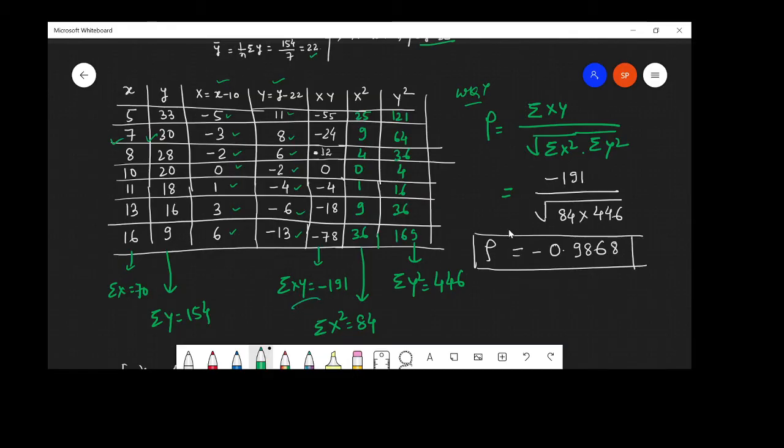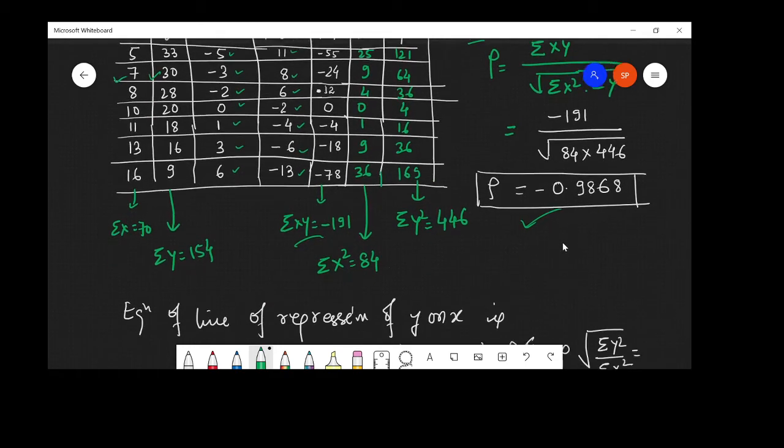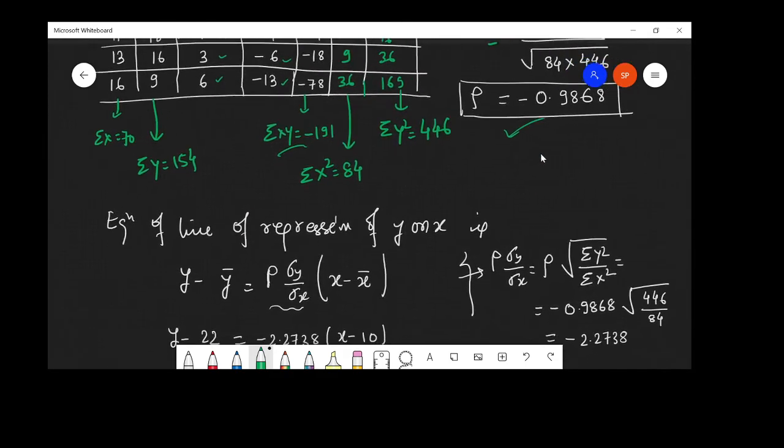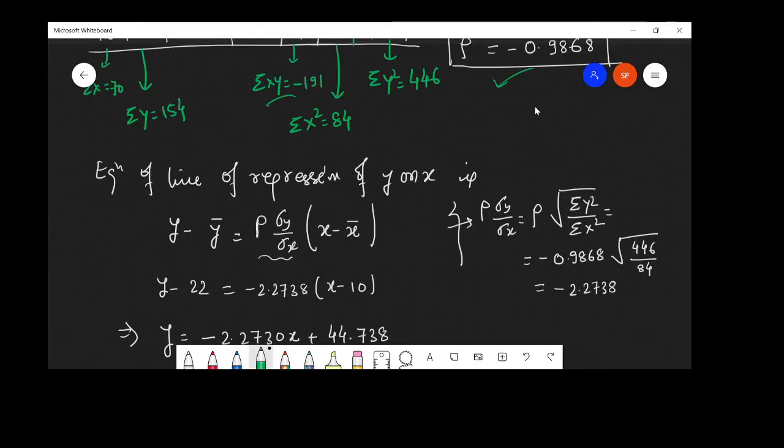Summation xy is minus 191, under root summation x square is 84 and into summation y square is 446. After calculating, we get the value of rho equal to minus 0.9868. This is the correlation coefficient. After that, we go for the regression lines.